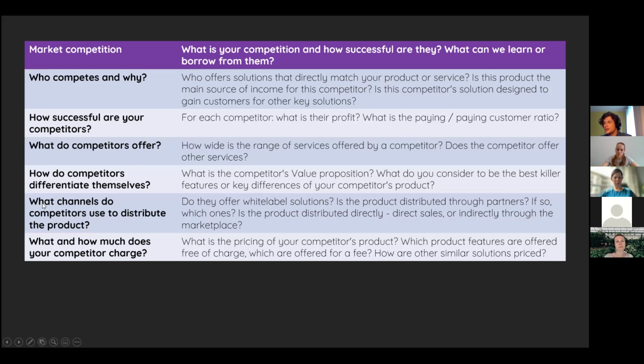So what else? What channels do competitors use to distribute their product? Also, of course, I'm sorry for repeating some of the questions, but these are actually not repeating. Here you are looking from the competitor's part. You would be able to understand if the competitor is offering their solution as a white label service. It's mostly for IT services, but what does a white label solution mean?